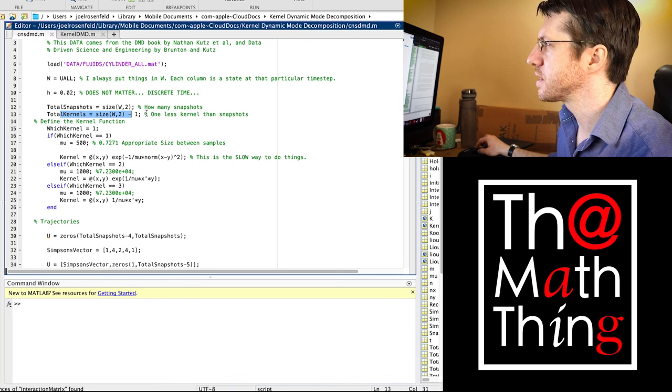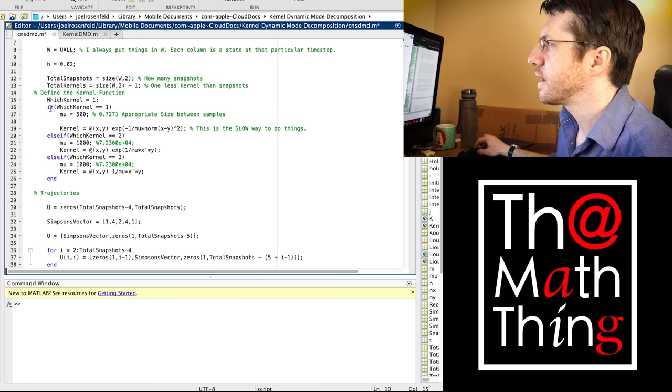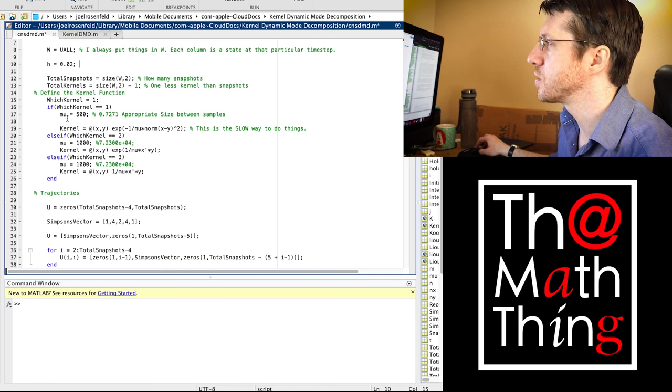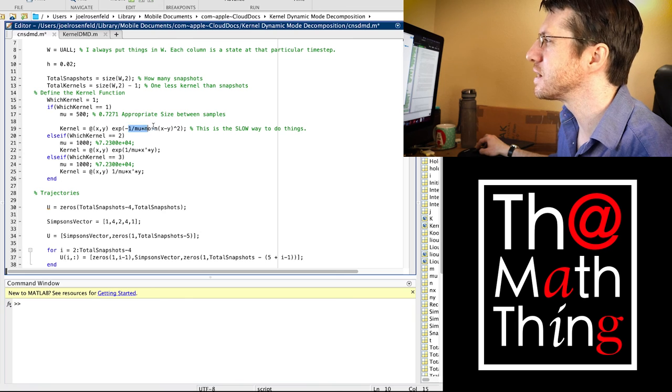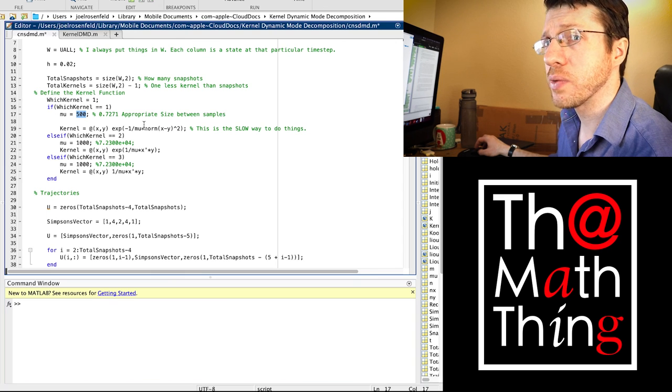Some basic things. I don't know if we actually use this anymore here. And this actually does matter: it's no longer discrete time. And so here I'm just selecting a kernel. I have two different kernels I'm comparing this with. So I'm using the occupation kernel, with the kernel function that is the Gaussian, which gives us occupation kernels at the end of the day. And I selected mu to be 500.